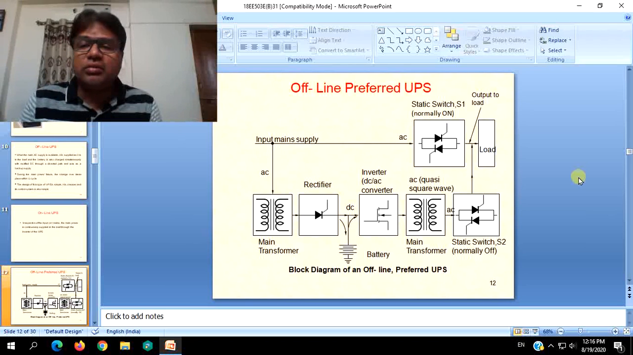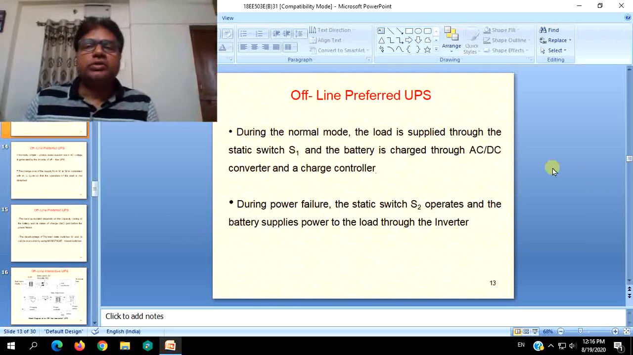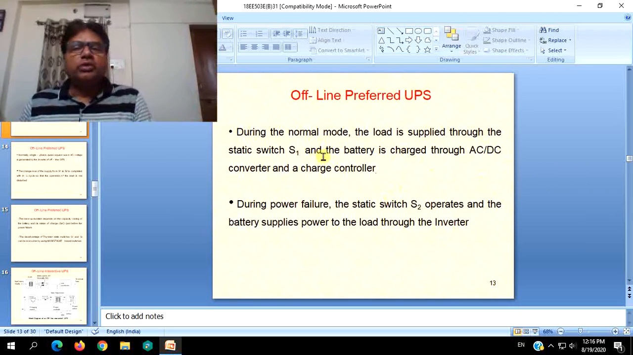And this is a block diagram. This is an explanation of its operation by utilizing block diagrams instead of circuits, and we will be asked to explain the same with block diagrams only. So this is what we have discussed. During the normal mode, the load is supplied through the static switch S1, which is normally on, and the battery is charged through the AC DC converter and a charge controller. That is your rectifier and charge controller. During power failure, the static switch S2 operates and the battery supplies power to the load through the inverter.